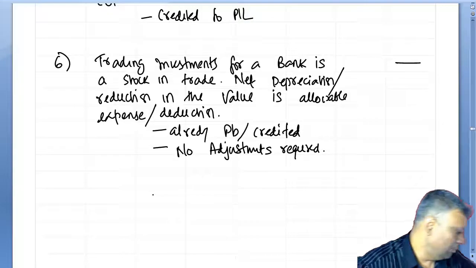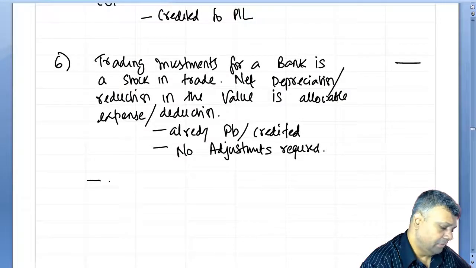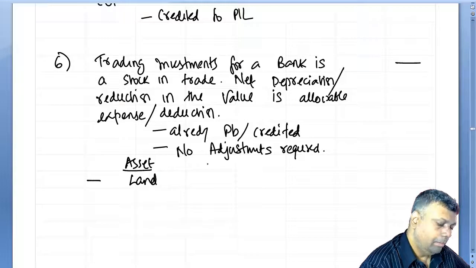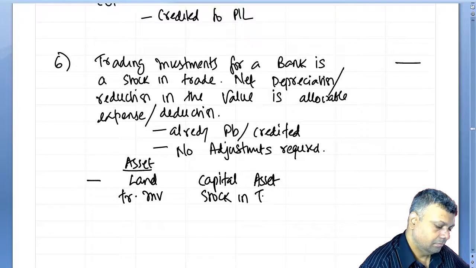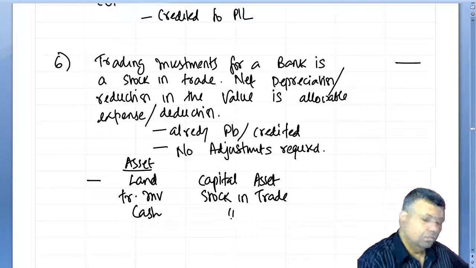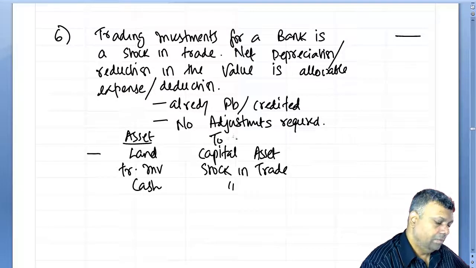Just a small summary point, only for your reference, I am writing it for better clarification. Asset type: land to a bank is a capital asset. Trading investments is a stock in trade. Cash is also a stock in trade to a bank.